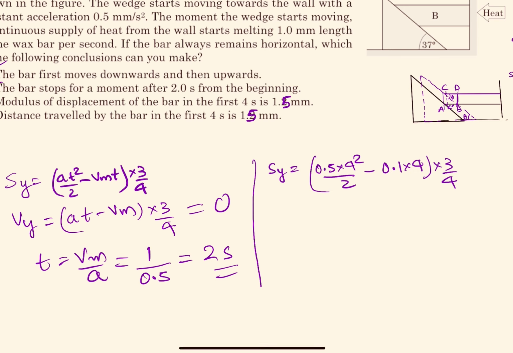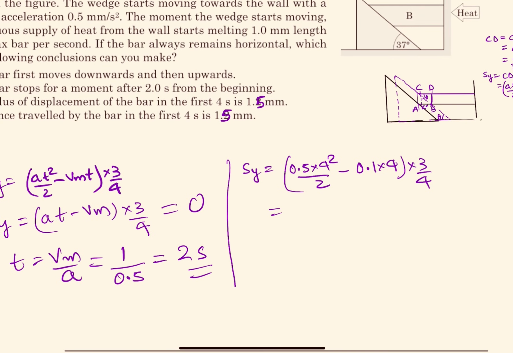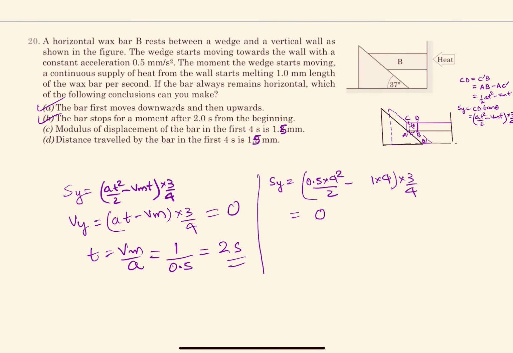So how much this comes out to be? This comes out to be Vm into t, 0.5 millimeter per second, and this is 1, not 0.1, this is 1. So what does it come out to be? It comes out to be 0. So at t equal to 4 second, it is back where it started from. So as I told you, it goes down and then comes back.